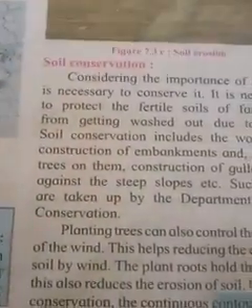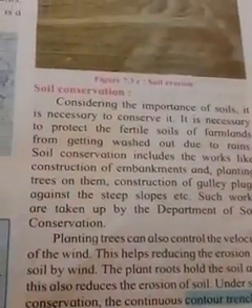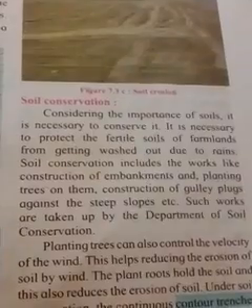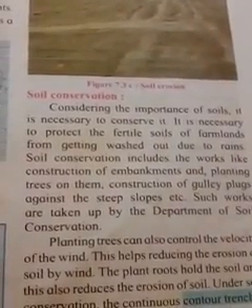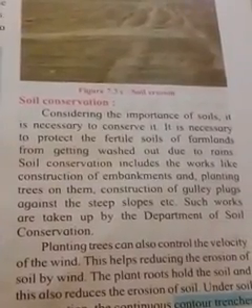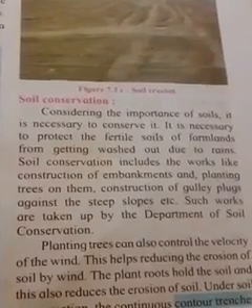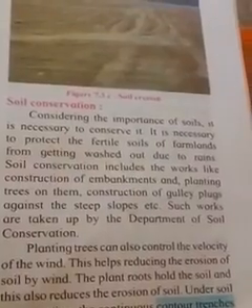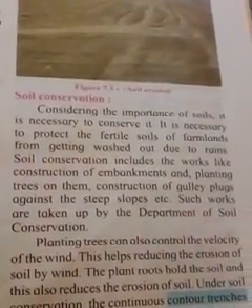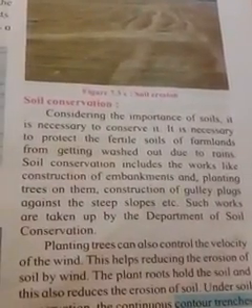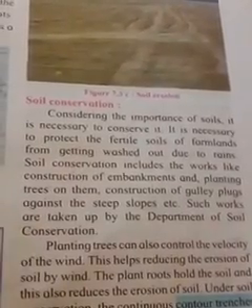The last point is soil conservation. Considering the importance of the soil, it is necessary to conserve it. It is necessary to protect the fertile soil of the farmlands from getting washed out due to the rain. Soil conservation includes work like construction of embankments and planting trees on them, and constructing gully plugs against steep slopes, etc. Such work is taken up by the Department of Soil Conservation.